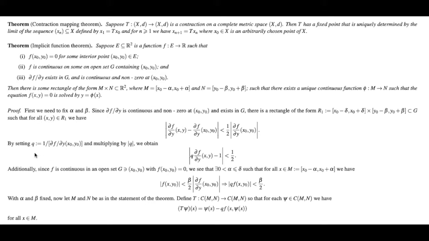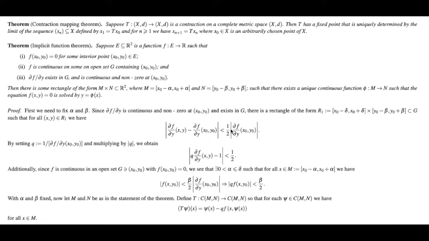Now we set q to be the reciprocal of the partial of f with respect to y at x naught, y naught, and this is well defined since this partial derivative is non-zero, it doesn't vanish. We multiply both sides of this first inequality by mod q, and we observe what we obtain.